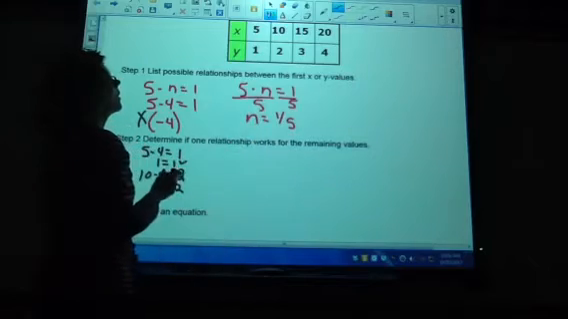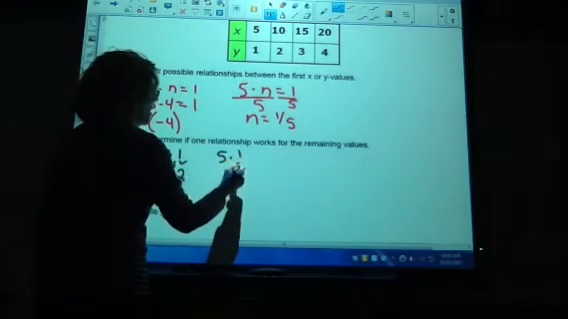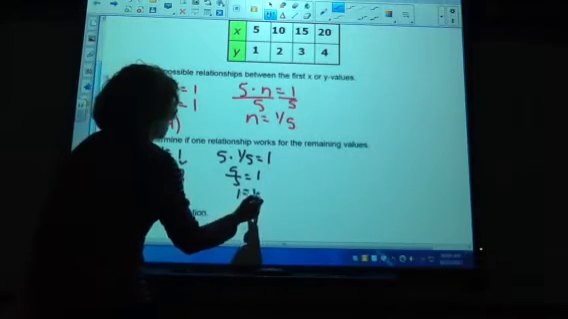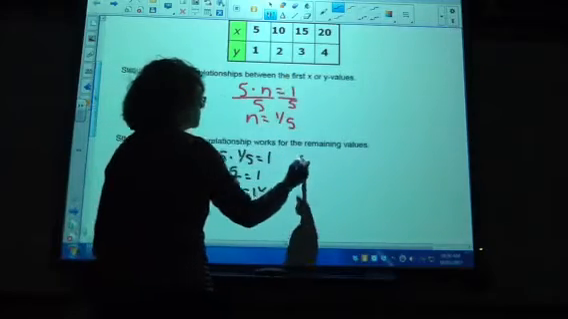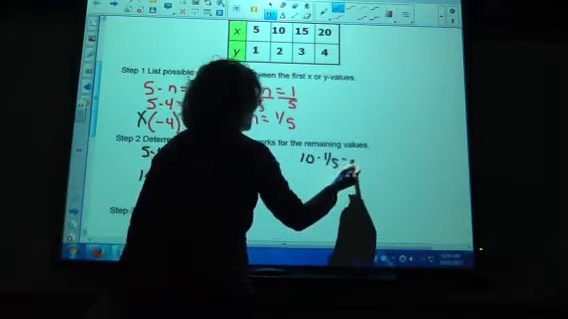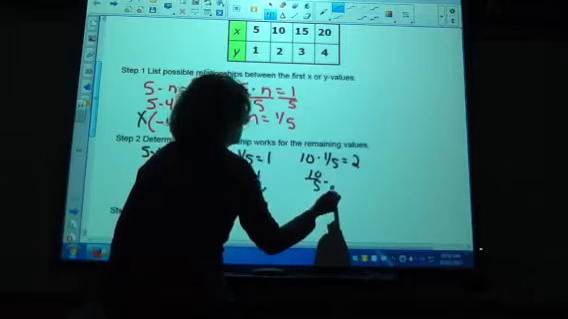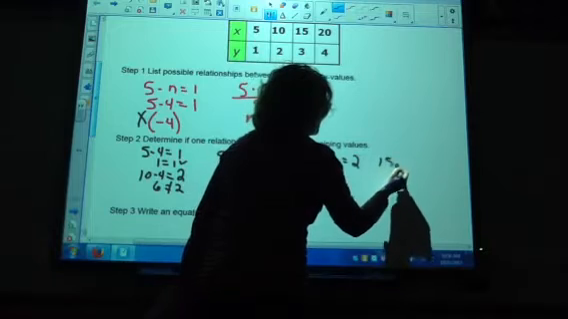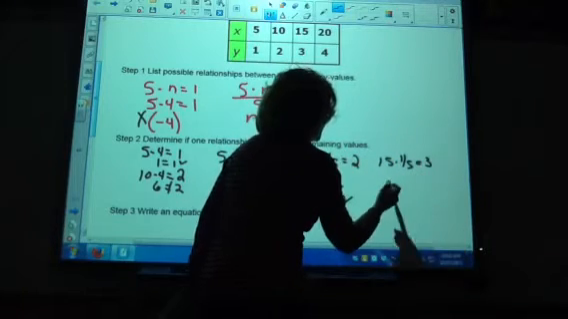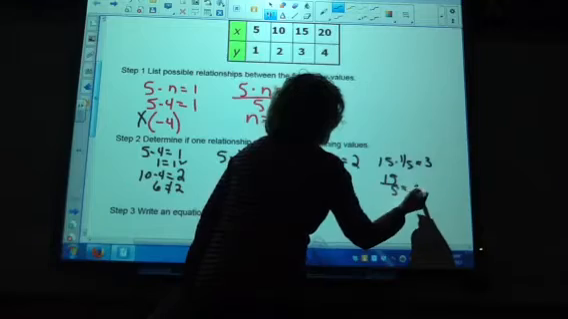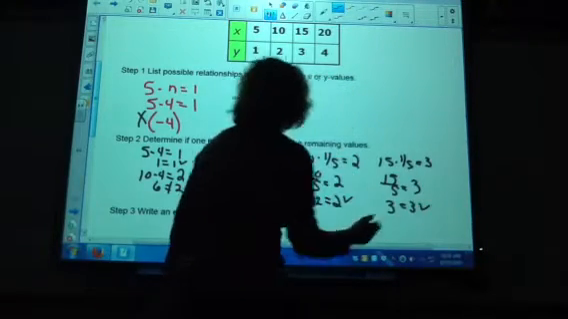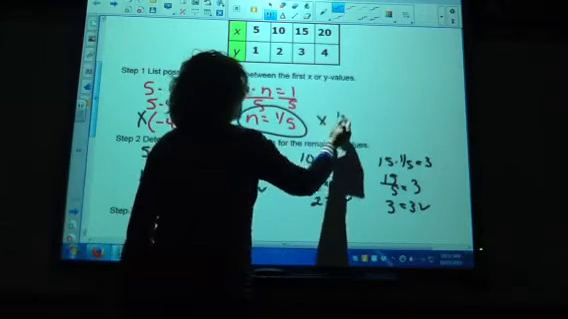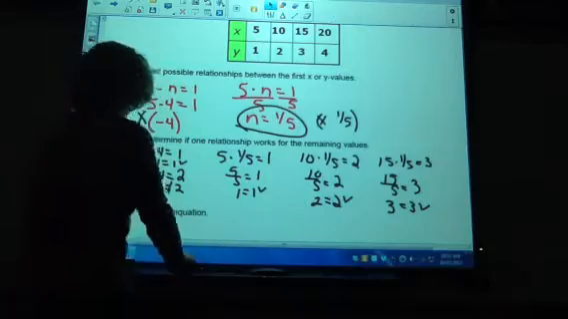Now let's try our next one that we have here. 5 times 1/5 equals 1. Check. Let's check the next one. 10 times 1/5 equals 2. Check. Let's check one more. 15 times 1/5 equals 3. Check. So then here's our relationship. Our relationship is that we multiplied by 1/5.